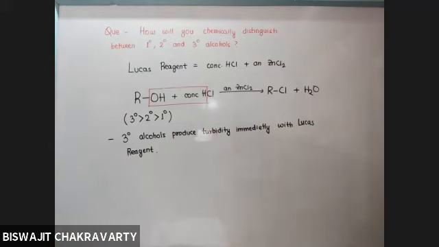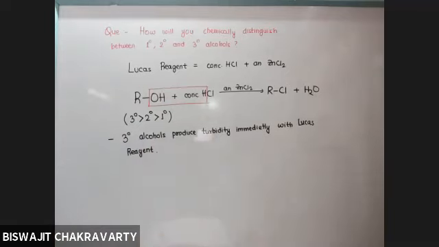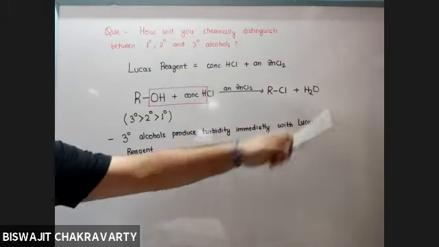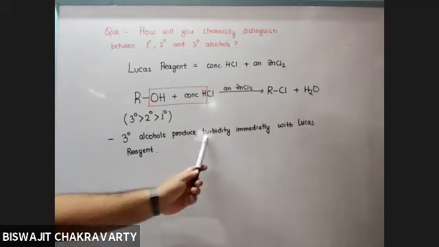So again, I am explaining the whole thing. When any alcohol, 1 degree, 2 degree or 3 degree, is treated with Lucas reagent, it is converted to its respective alkyl chloride. 1 degree alcohol will produce 1 degree alkyl chloride, 2 degree alcohols will produce 2 degree alkyl chlorides, and 3 degree will produce 3 degree alkyl chlorides. All alkyl chlorides are insoluble in water. They are immiscible with water. And when liquids are immiscible, just like oil and water, when you mix them up, you get an unclear solution. And this unclear solution is referred to as turbidity.